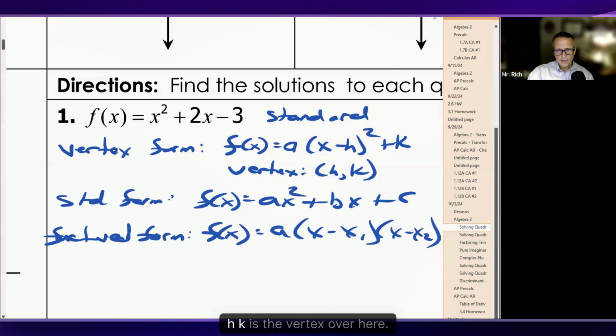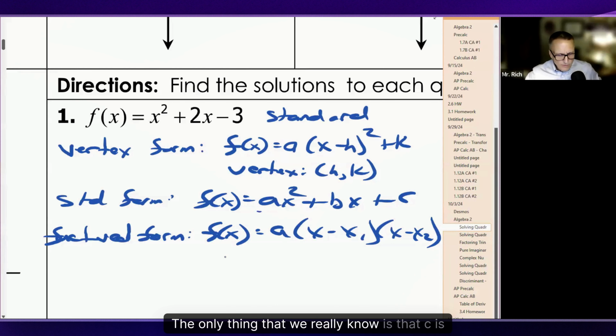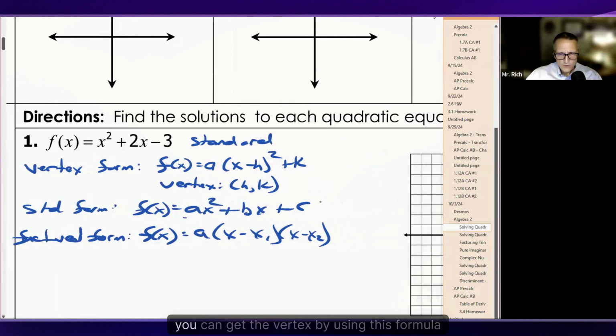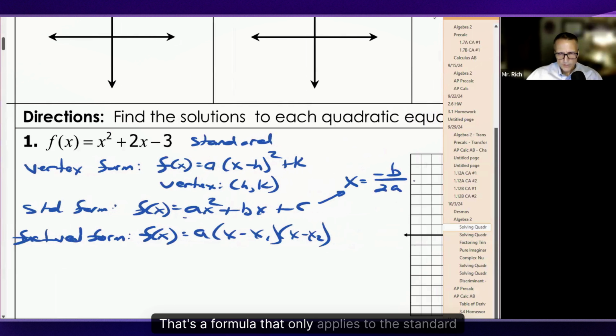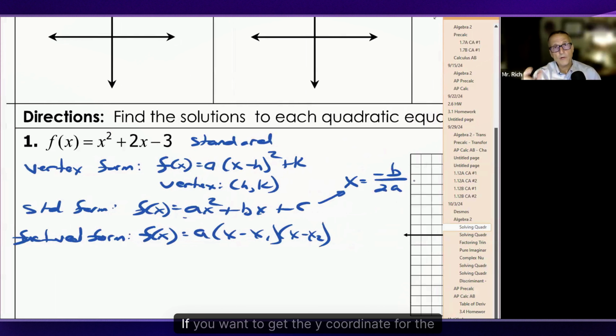Up here, h comma k is the vertex. Over here, the only thing that we really know is that c is our y-intercept. But if your equation is in standard form, you can get the vertex by using this formula, negative b over 2a. That's a formula that only applies to the standard form for a quadratic, and it gives you the x coordinate for the vertex. If you want to get the y coordinate for the vertex, you plug that x value back into the function and get the y coordinate of the vertex.